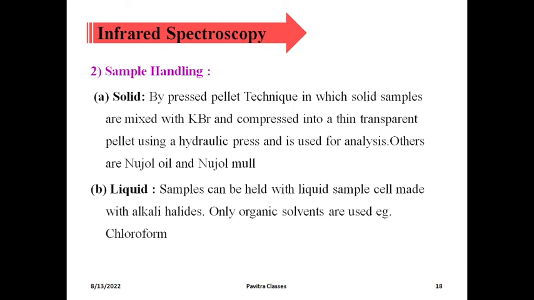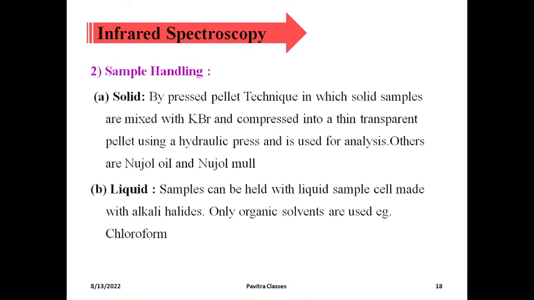It may be powders, crystals, like that. The second one is liquid sample handling. Usually for solid samples, the pressed pellet technique is used. In the pressed pellet technique, the sample is mixed with KBr, that is potassium bromide, and compressed into a thin transparent pellet using a hydraulic press, and used for the analysis.